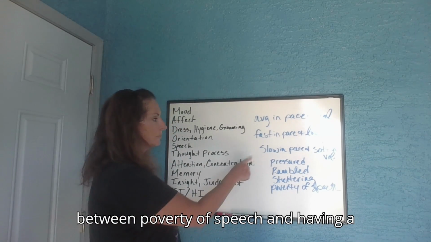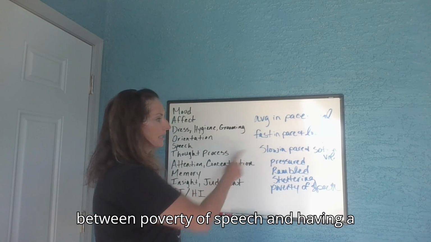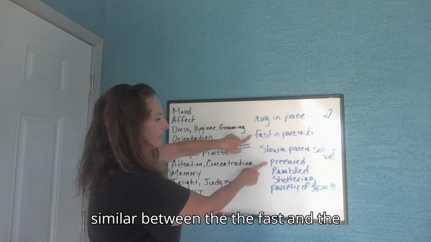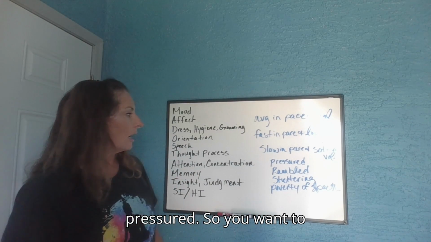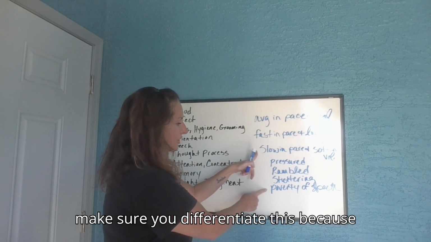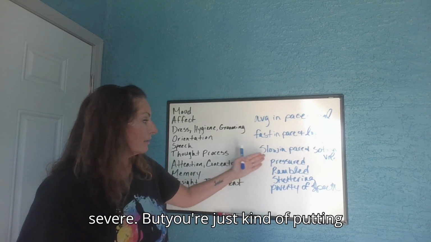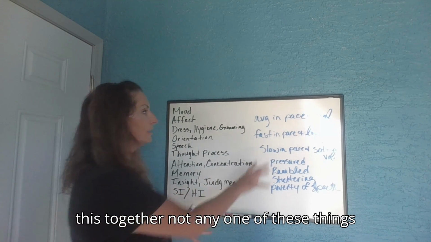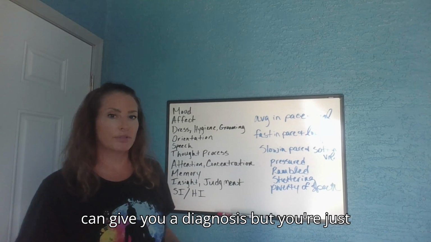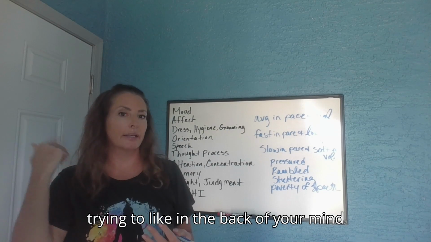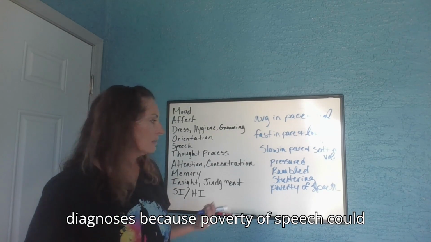But remember, there's a difference between poverty of speech and having a slow pace and soft volume, right? It's similar to the difference between fast and pressured. So you want to make sure you differentiate this, because poverty of speech is obviously more severe. You're just putting this together. Not any one of these things can give you a diagnosis. But you're starting to create a picture, and in the back of your mind, you're trying to rule out these different diagnoses.